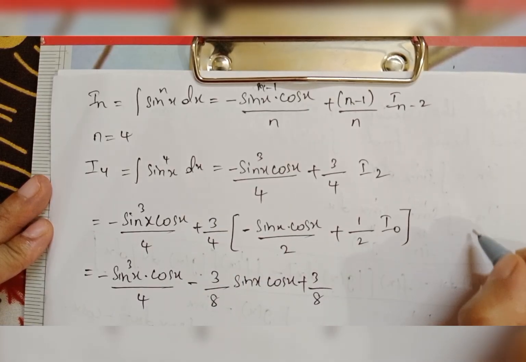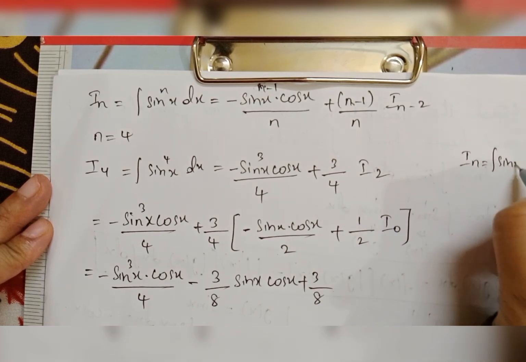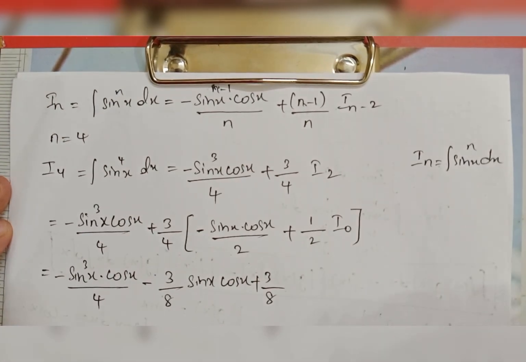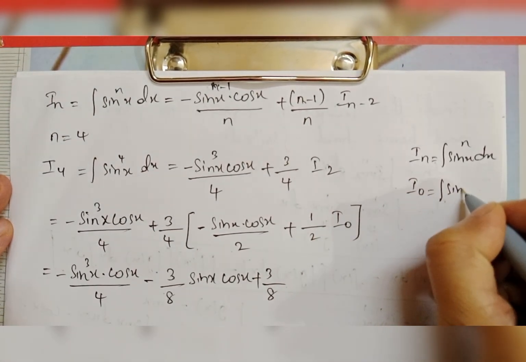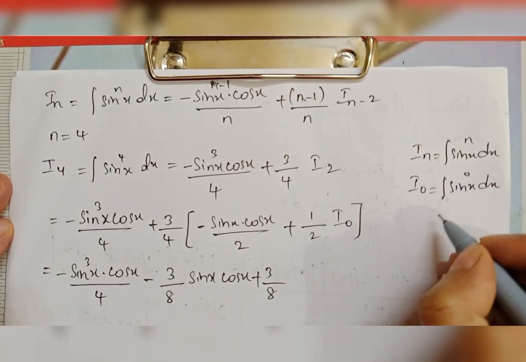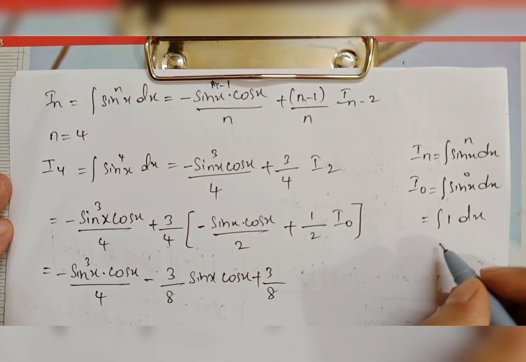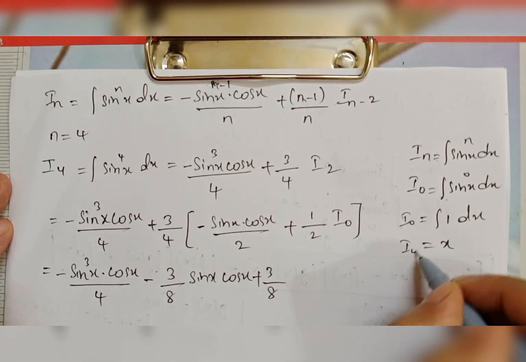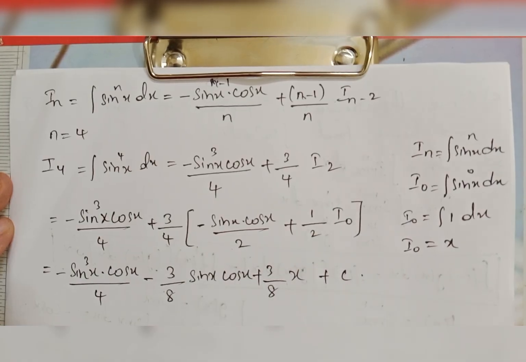I naught value, we know that In equals integral sin x power n dx, right? Now I0 means integral sin x power 0 dx. So anything power 0 is equal to 1. So it is 1 dx. Integral of 1 dx is x. So here we'll get x plus c. So this is our final answer.